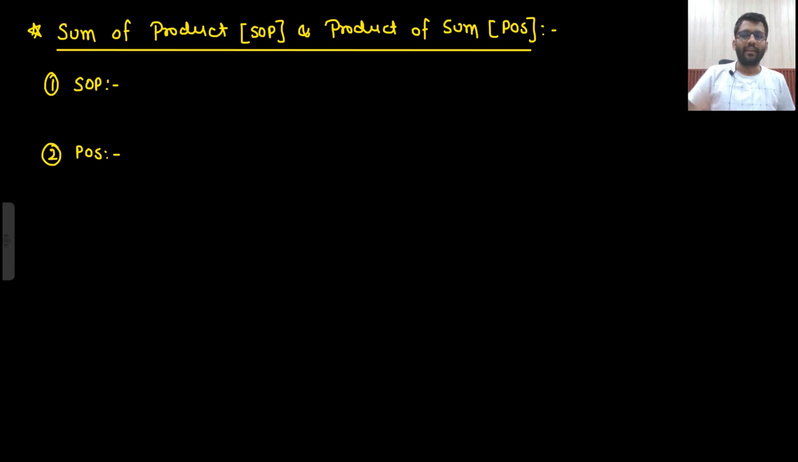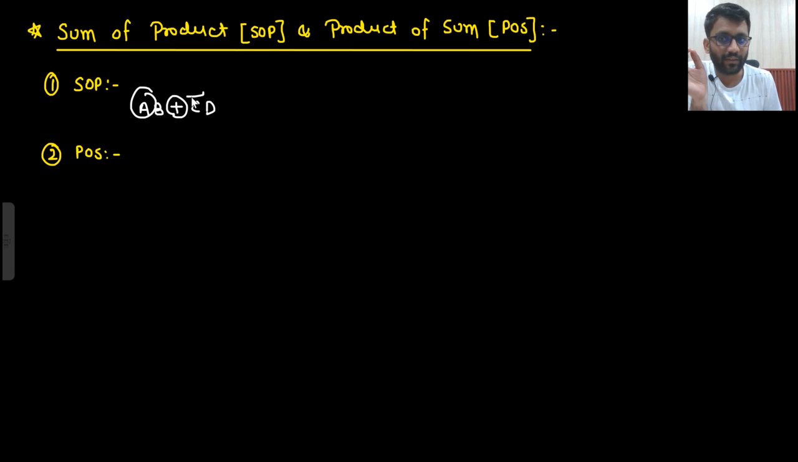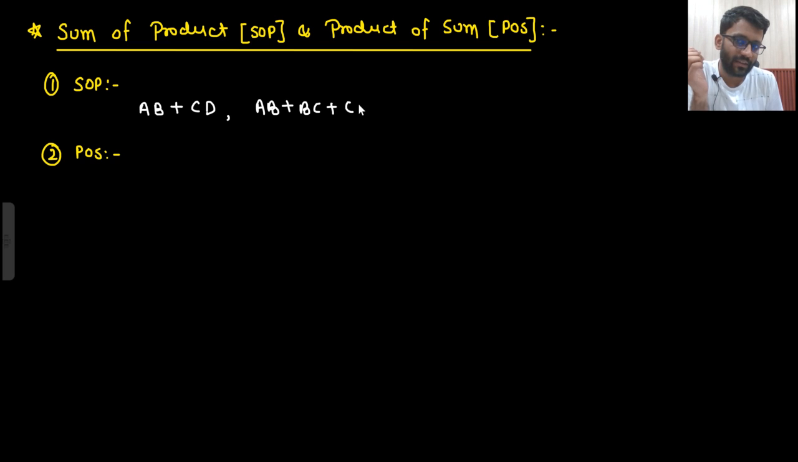Okay. Now I will be using these two terms, SOP and POS. SOP means sum of product. This is a product term, no? A into B. This is a product. Plus C into D. So this is an example of sum of product, SOP. More examples can be there: AB plus BC plus CD. Sum of product.